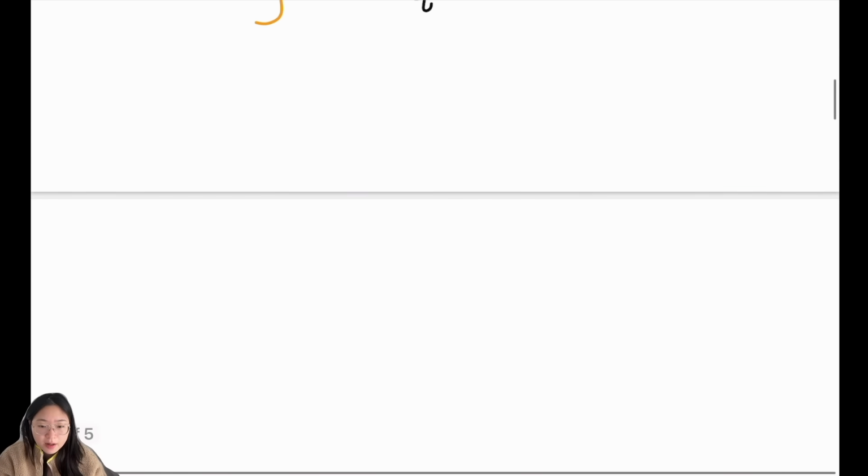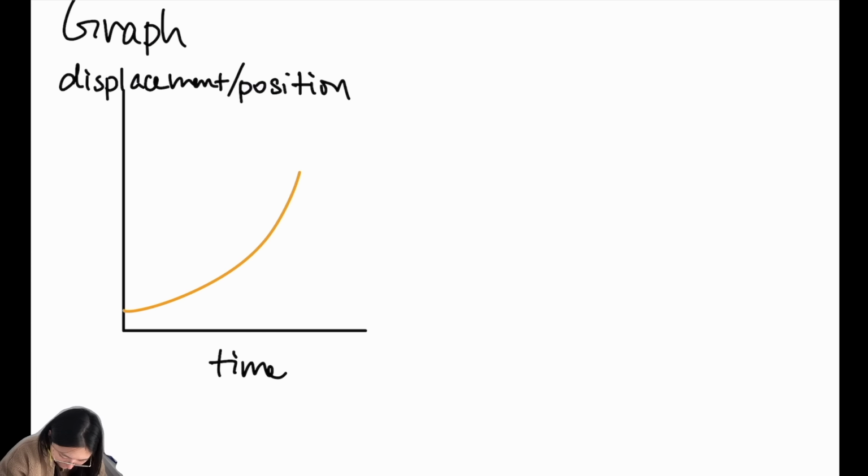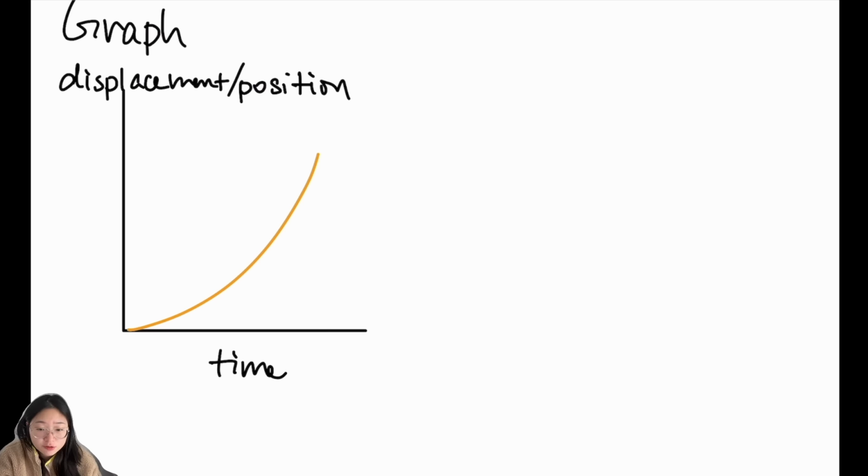Okay, and now let's talk about how to analyze the graph of the velocity versus time, and then how to analyze the graph of the displacement versus time. So when you see a graph like this, it means that its displacement or the position is constantly changing. So it is a curved line. It does not mean that the object is moving along this curved line. It just means that its position is changing along this curved line as the time changes.